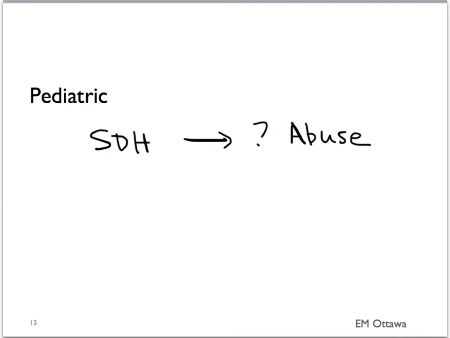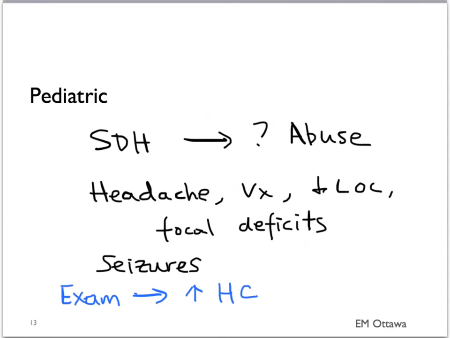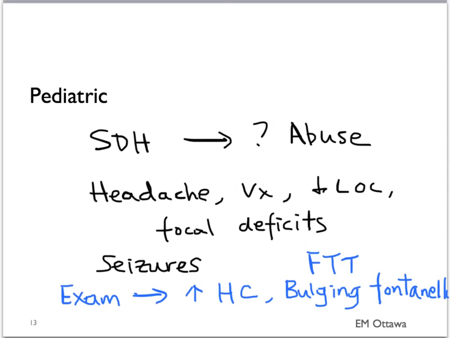In the pediatric population, diagnosis of a subdural hemorrhage should raise our suspicion for potential child abuse. Subdural hemorrhage in this age group will present with headache, vomiting, decreased level of consciousness, or with focal deficits. They can also present with seizures. On examination, the patient might have an enlarged head circumference or bulging fontanelles. They may also present with failure to thrive. Again, we need to look for any other signs of child abuse if subdural hematoma is being diagnosed.